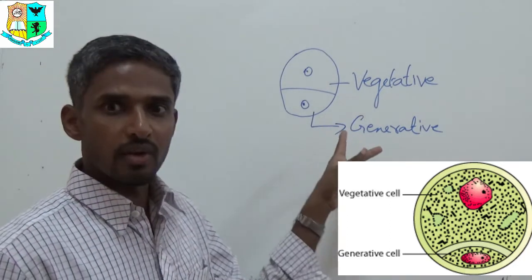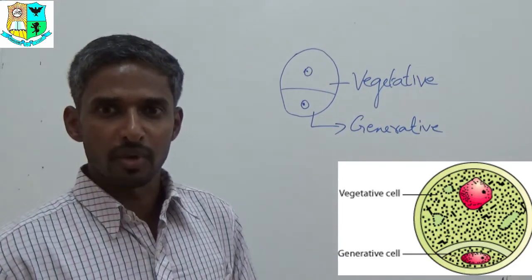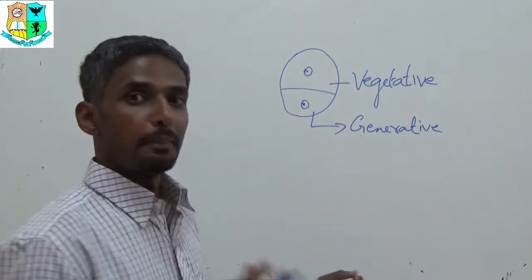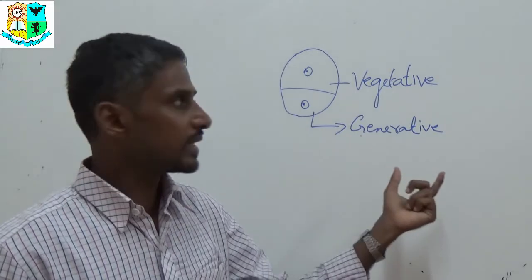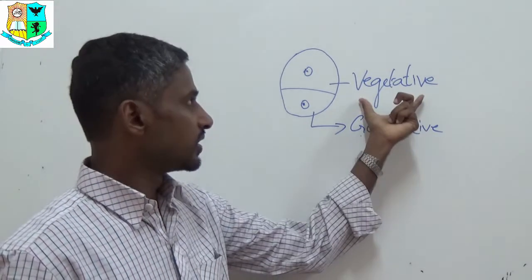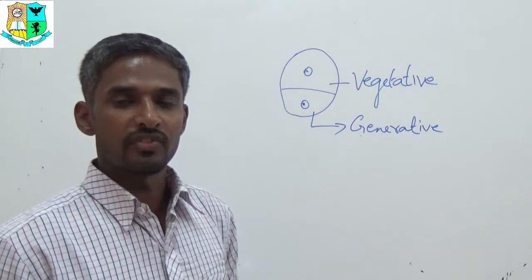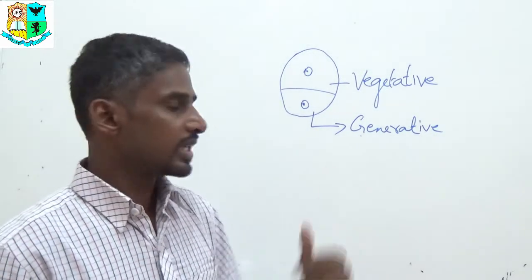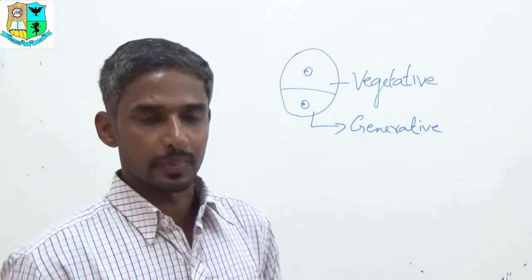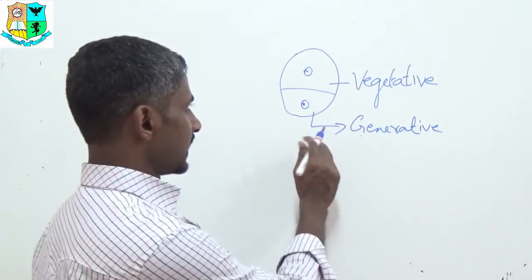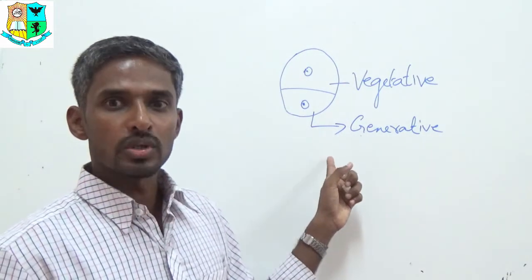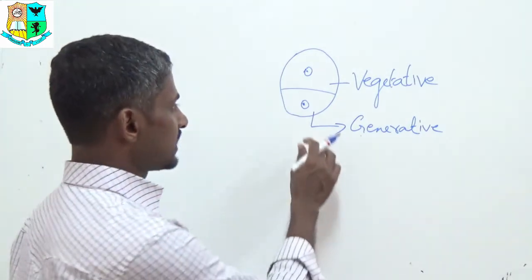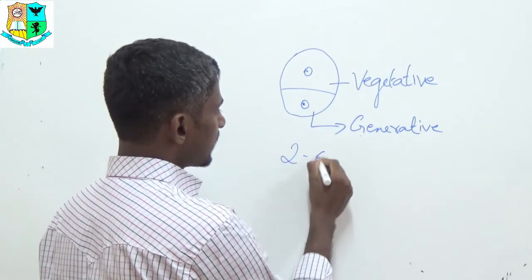So these two cells have a particular function to perform in the future. Now generative cell is the male gamete. The actual male gamete is the generative cell, and the vegetative cell will have the function of producing the pollen tube to transfer the generative cell to the destination. Now at this stage, most of the pollen grains are released from the anther. That means this stage is called the two-celled stage.